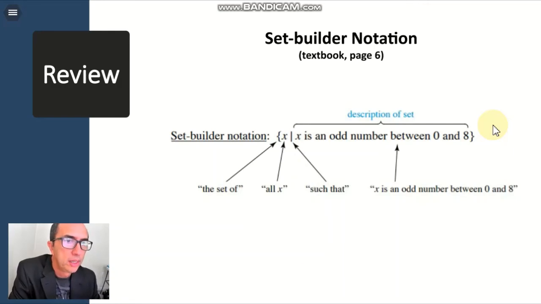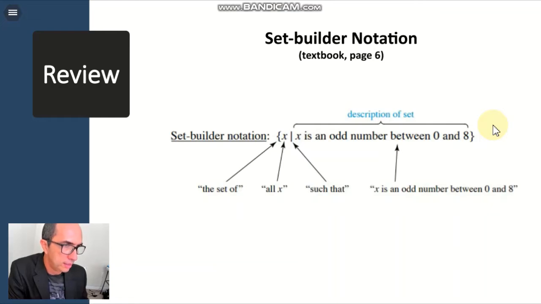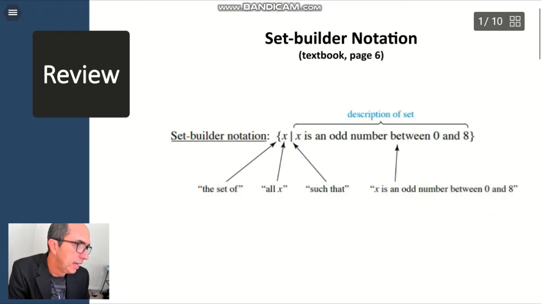Hello, we are still working on chapter R. This is a review, and we are on section R.2. Let's have a look at set builder notation in your textbook, page 6. And set builder notation is this kind of notation here.